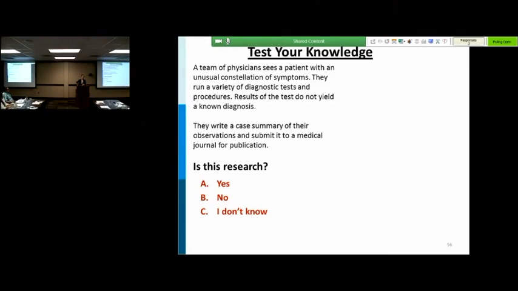A team of physicians sees a patient with an unusual constellation of symptoms. They run a variety of diagnostic tests and procedures. The results of the tests don't yield a known diagnosis. So the group decides to write a case summary of their observations and submits it for publication to a medical journal. Is this activity considered research under the regulations? And you can click in using your clickers.